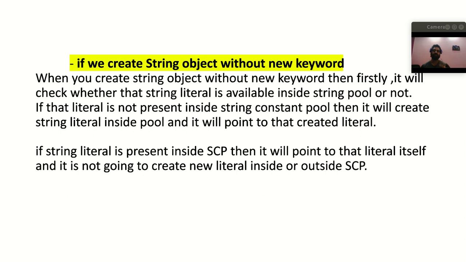If we are creating a string object without the new keyword, right? I hope you understand my point. Now the second scenario: if we are creating an object without the new keyword and that literal is already present in the string constant pool, then what happens? It will point to that particular literal itself, and it is not going to create any new literal inside or outside the string constant pool, right?